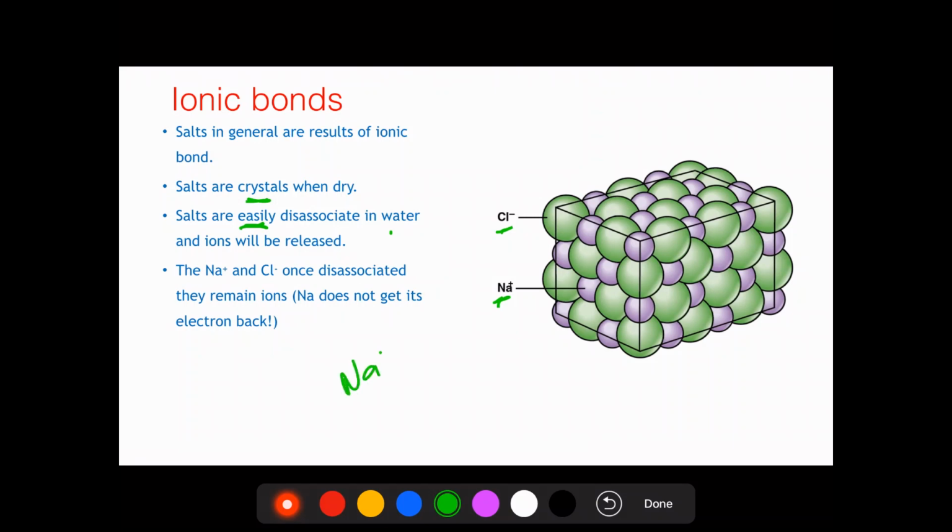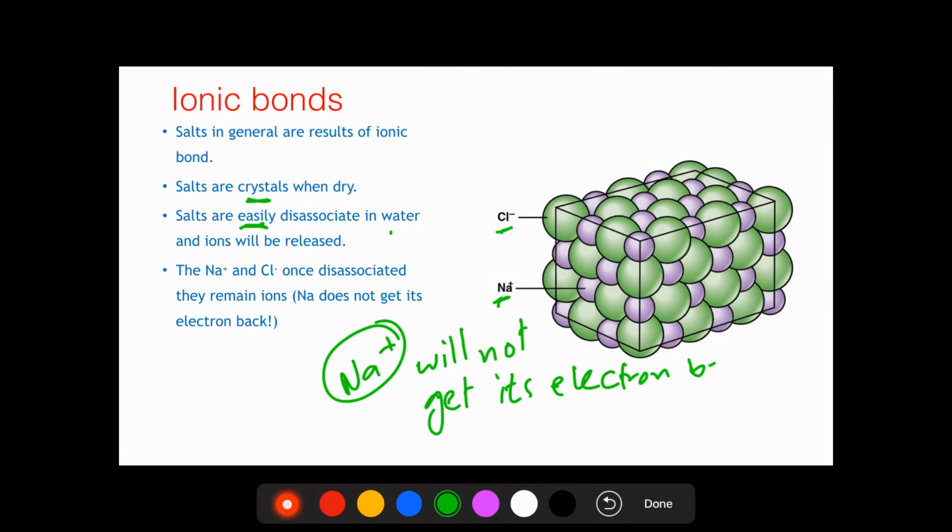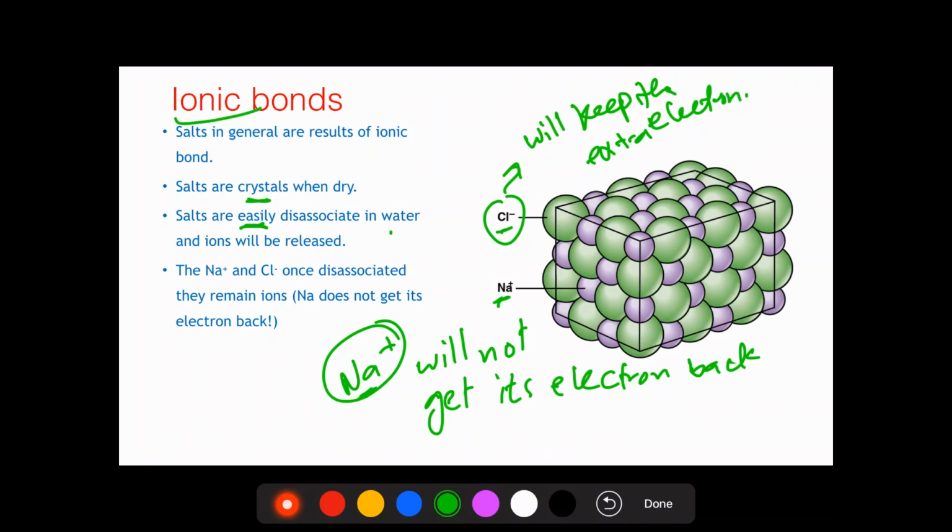However, the sodium will not get its electron back. So it will remain an ion. Okay? And the same thing, the chloride would keep the extra electron. So with ionic bond, this transfer of electron is like, you can think of it as permanent. It's done. It's not going to be irreversible. It's not going to be reversed. Okay?